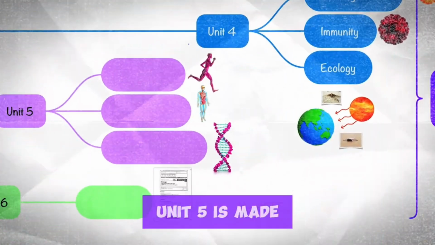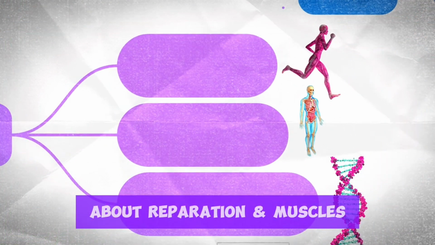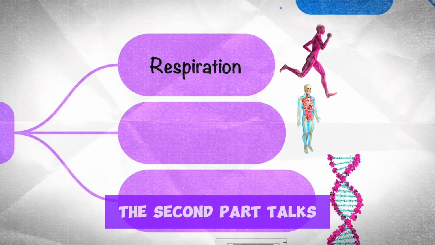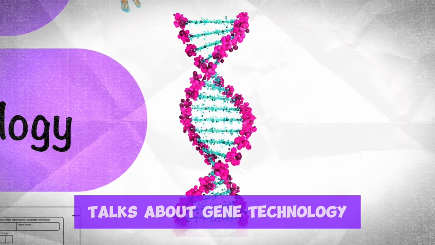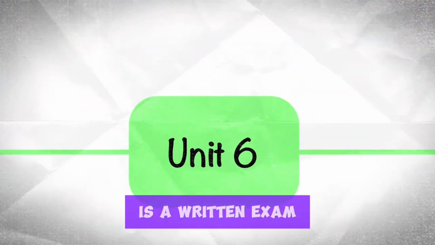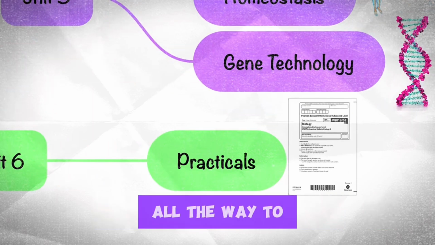Unit 5 is made of 3 main parts. The first part talks about respiration, muscles. The second part talks about homeostasis. And the last part talks about gene technology. Finally, Unit 6 is a written exam of all the practicals taken from Unit 1 all the way to Unit 5.